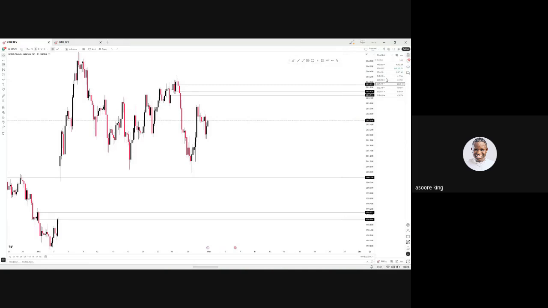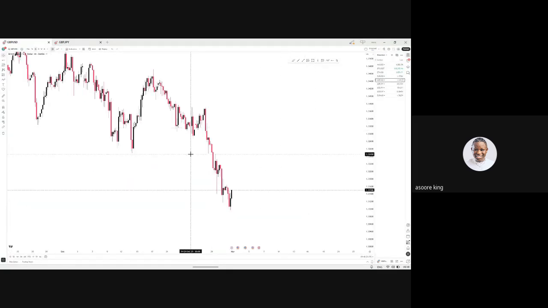Next pair, GBPUSD. GBPUSD is bearish. I made a very huge mistake. I closed my sell earlier, and I was not looking for buys. That was why I took this loss in this place.